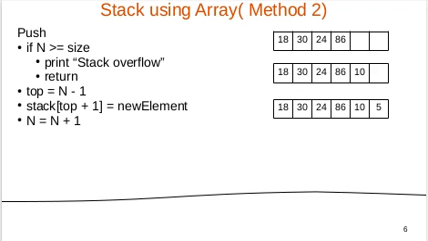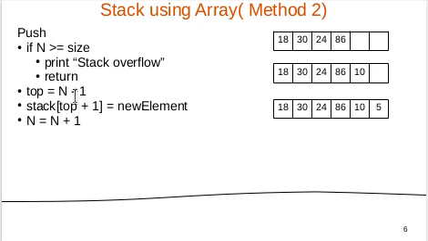Now method 2, as we are using an array, we can access this position directly. So in this case we consider the first element inserted is 18, then 30, then 24, then 86. Now we want to add 10. So first we have to check if the stack is full or not. If the stack is full, that is, n, the number of elements, is greater than or equal to size, then it will print stack overflow, then return from this function.